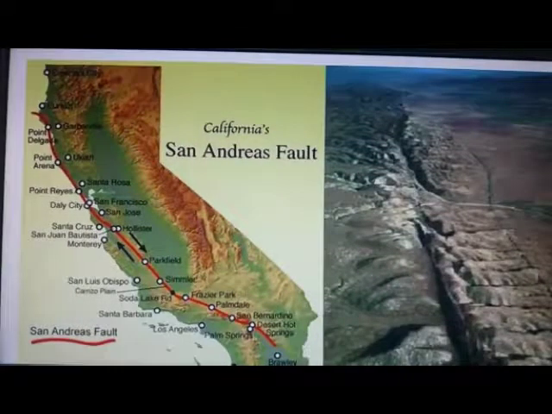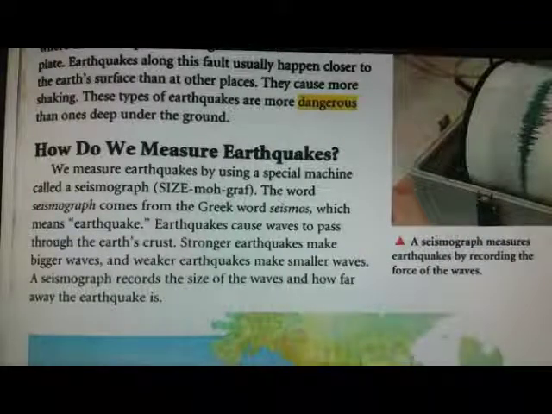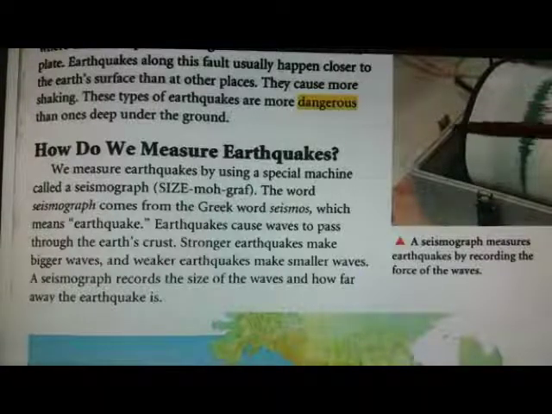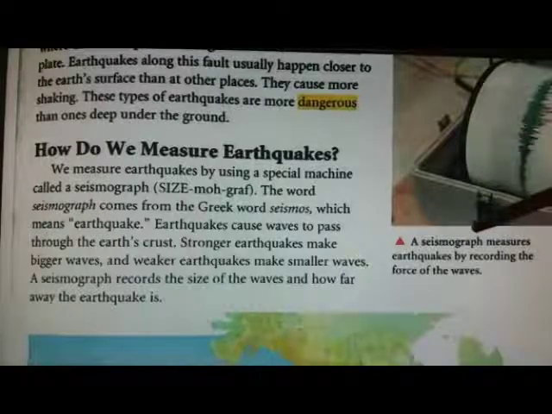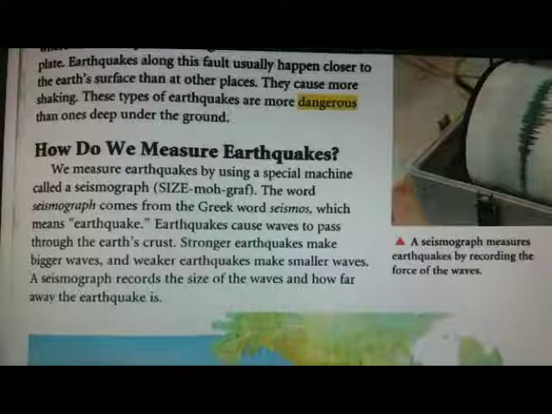But how can they measure the earthquakes? To measure the earthquakes, to see if it's a big earthquake or a small earthquake, they use a seismograph. Seismograph, this machine in here, okay? This seismograph measures earthquakes by recording the force of the waves, so they can see if it's a big one or a small one.